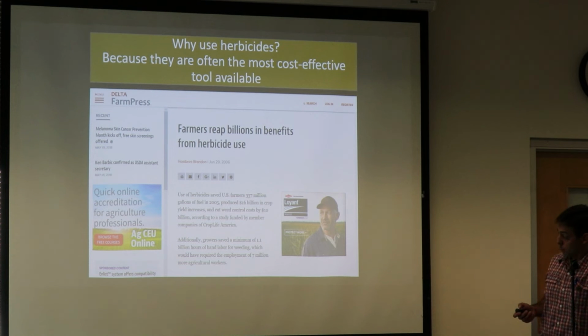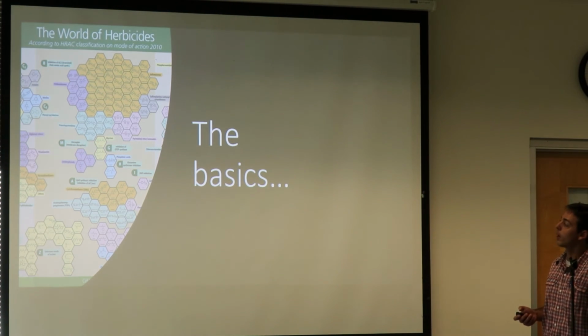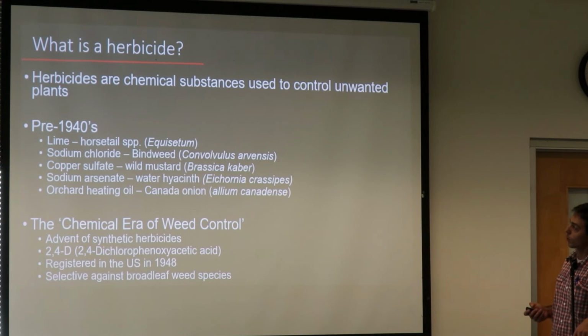And if they don't have the option to use herbicides, they would have to employ more than 7 million agricultural workers for some of those labor activities. But herbicides are also very tricky, and there are very important things that we should know if you do want to use them. So the first thing is, well, what is a herbicide?